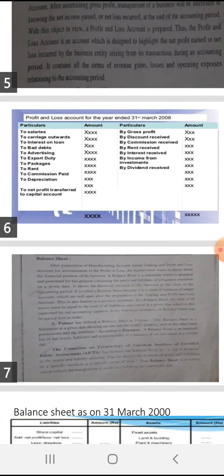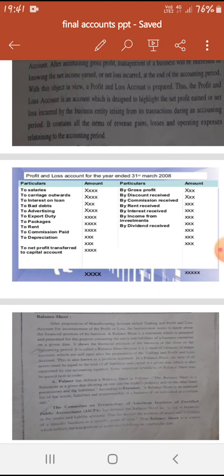Let us see the format of profit and loss account. On the debit side, first of all, we should know that in trading account, direct expenses and direct incomes are mentioned, whereas in profit and loss account, indirect expenses and indirect incomes are mentioned. Now let us see on the debit side: to salaries, to carriage outward, to interest on loan, to bad debts, to advertising, to export duty, to package, to rent, to commission paid, and to depreciation. Whereas on the credit side: discount received, commission received, rent received, income from investment, and dividend received.